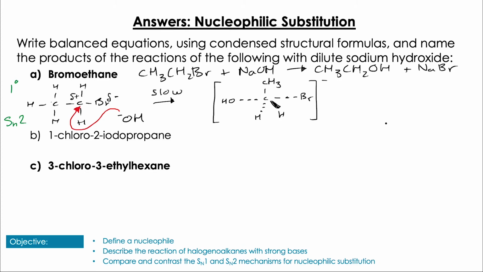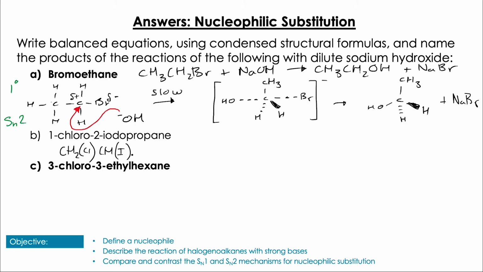So with our slow step done, our rate determining step, we then have our fast step, which is effectively the leaving of the leaving group bromine, leaving us with the primary alcohol product. We need to remember to also include our NaBr, which is our salt, and we would call this, of course, ethanol.